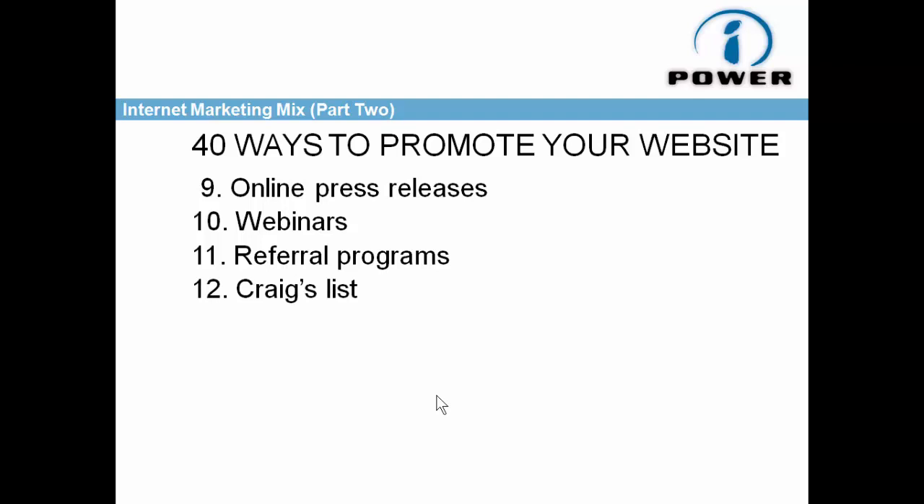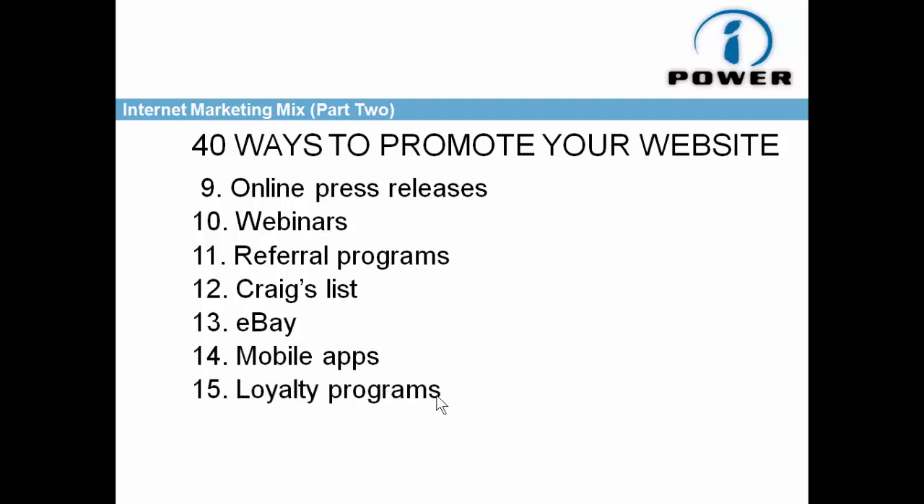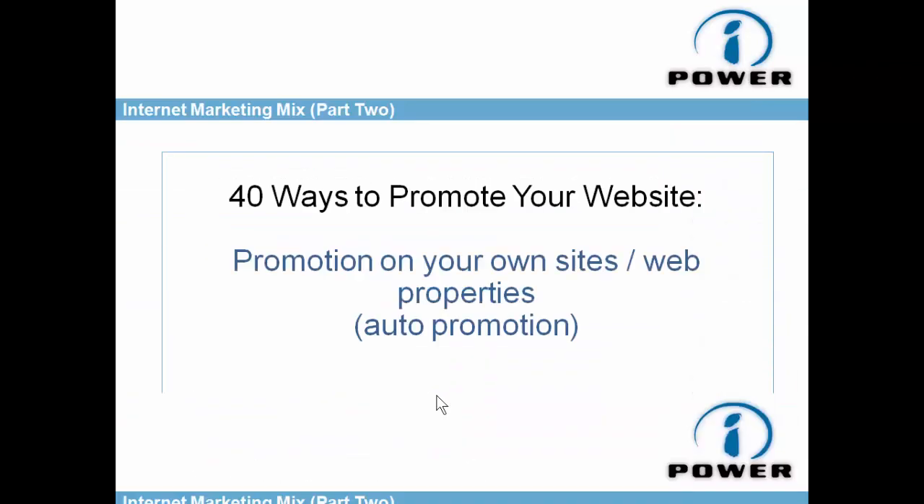Number 12, you can advertise, for example, on Craigslist or on eBay. You can also develop your own mobile apps, and through your mobile app you can direct people to come to your website. You can create your own loyalty programs in order to ensure that they come more and more often and that they come again to your website.